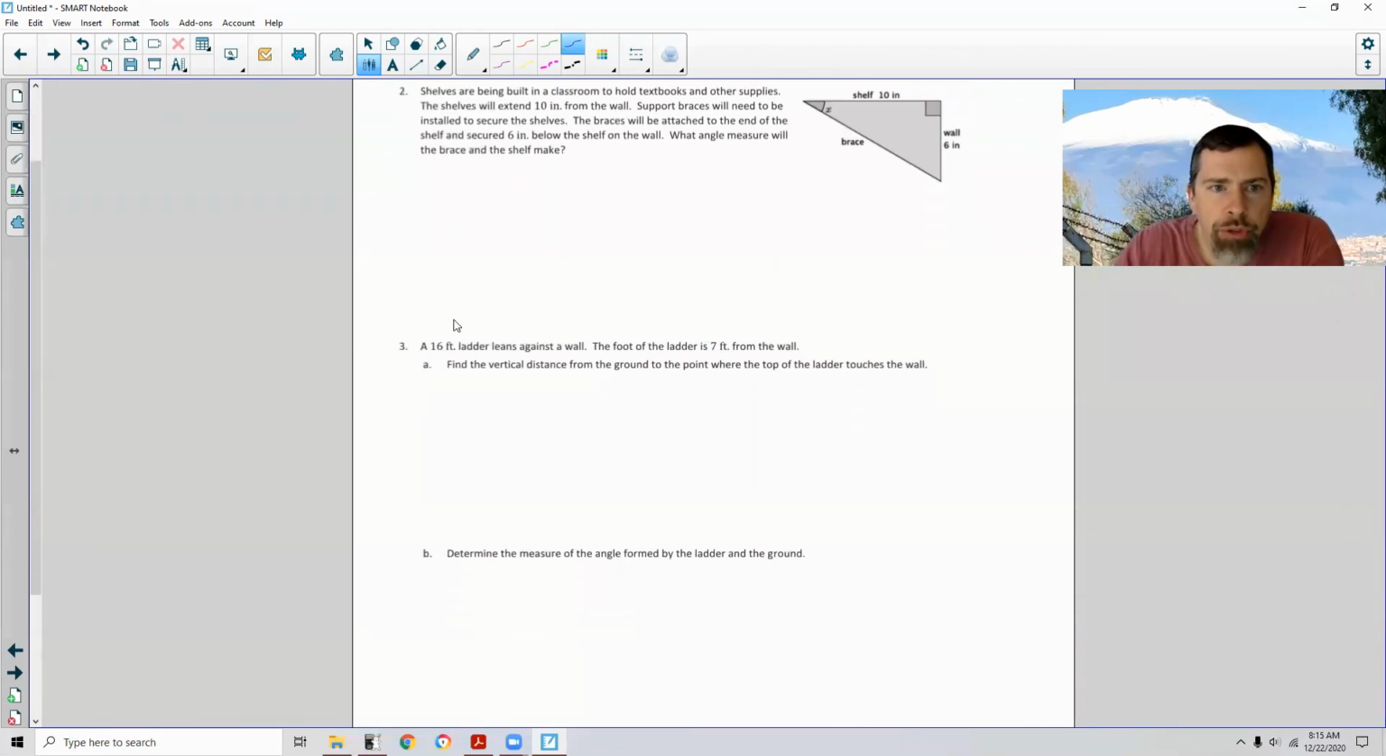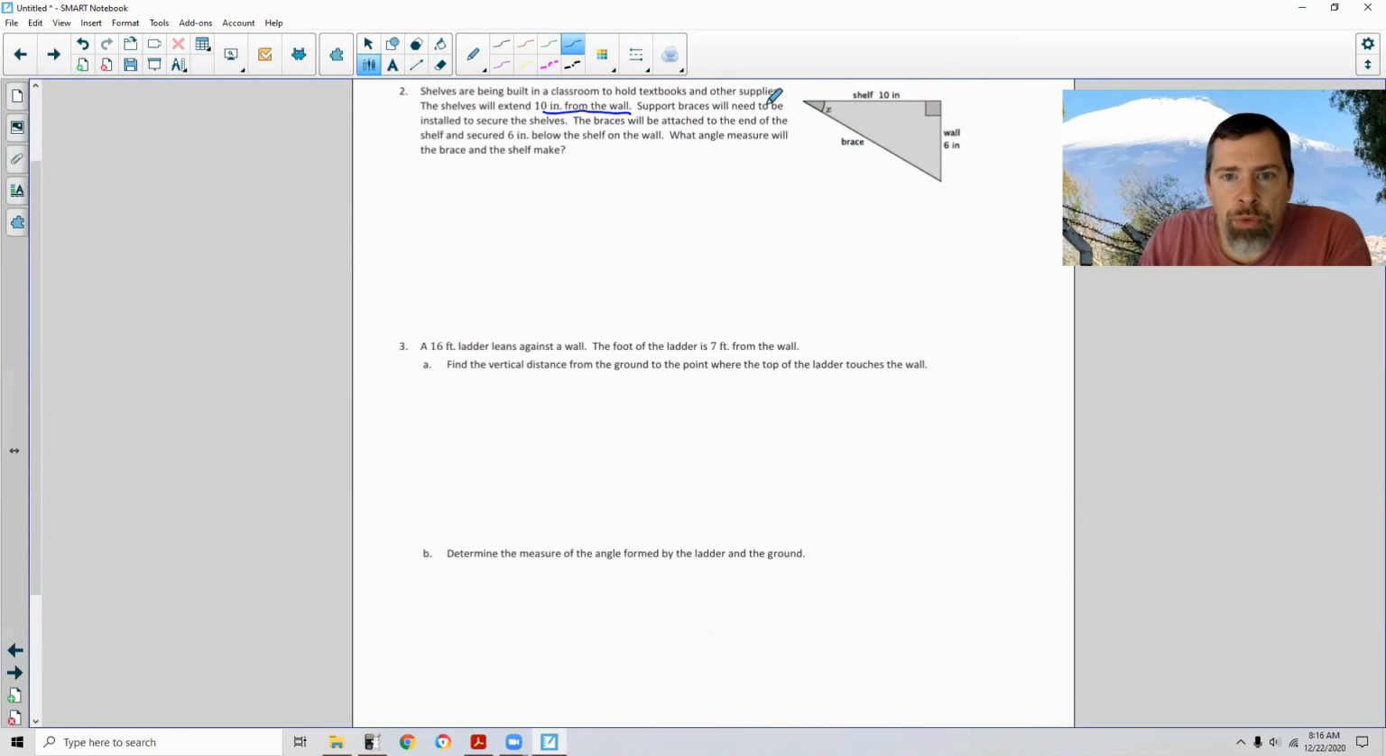Alrighty, page 4, number 2. Remember, these are still exercises, so pause the video, see if you can do these, come back and check. Here we go, number 2. Shelves are being built in a classroom to hold textbooks and other supplies. The shelves will extend 10 inches from the wall. Okay, so here's the shelf, marked 10 inches from the wall.